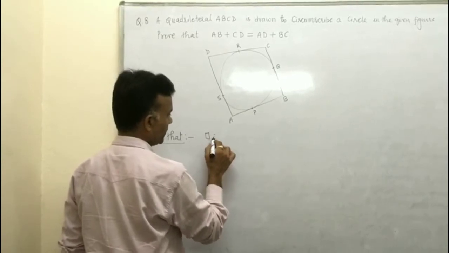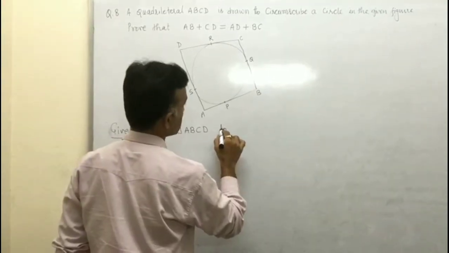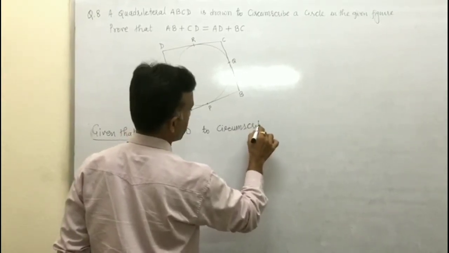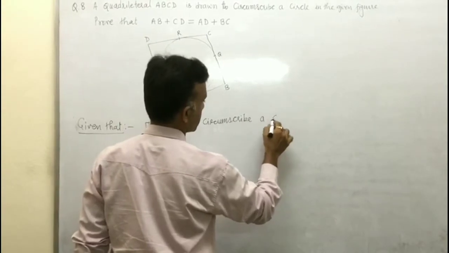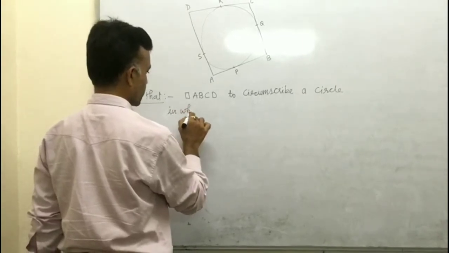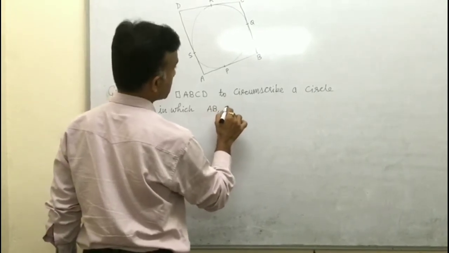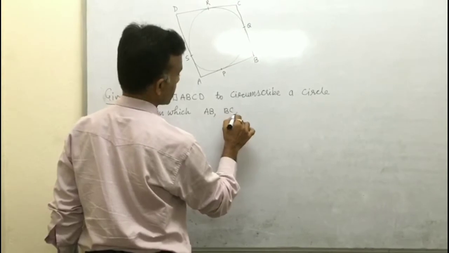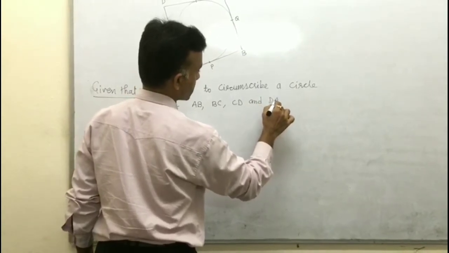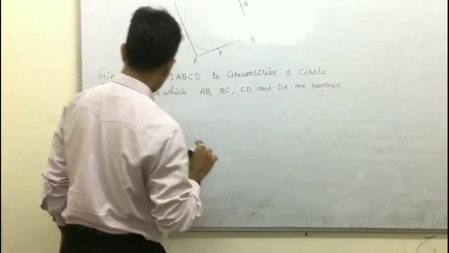Quadrilateral ABCD is given, in which AB, BC, CD and DA are tangents. This is the given part.